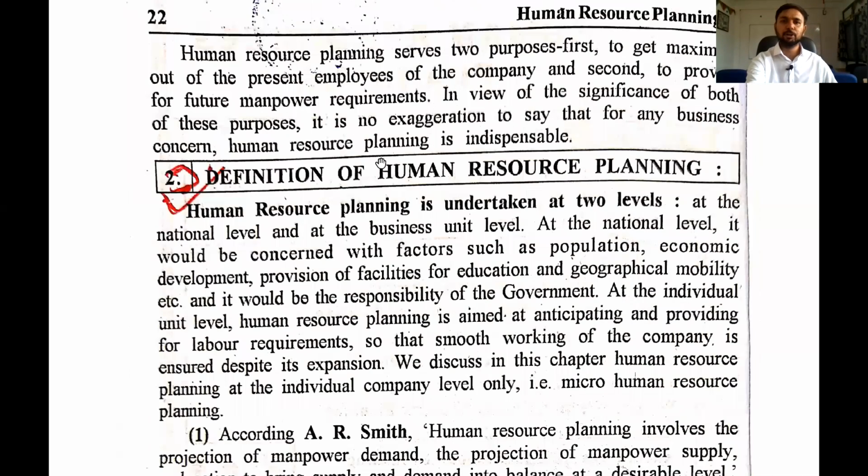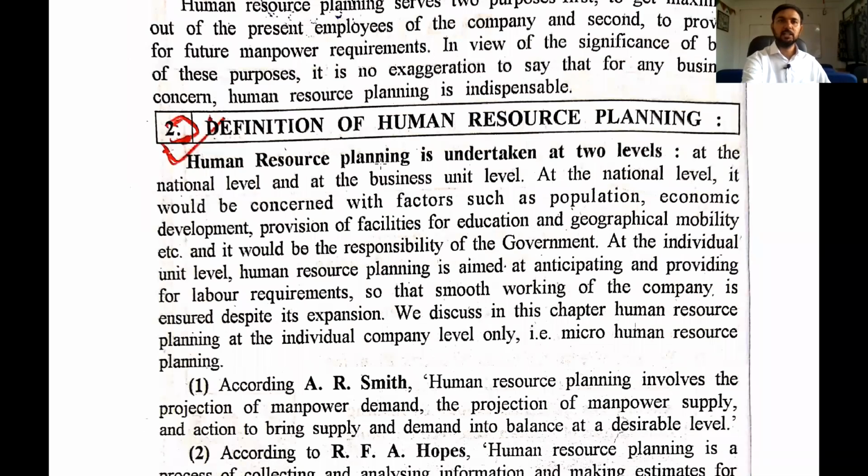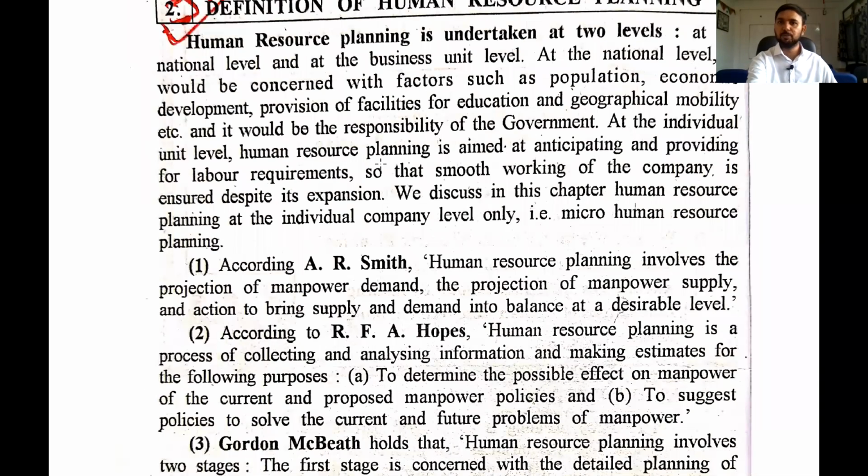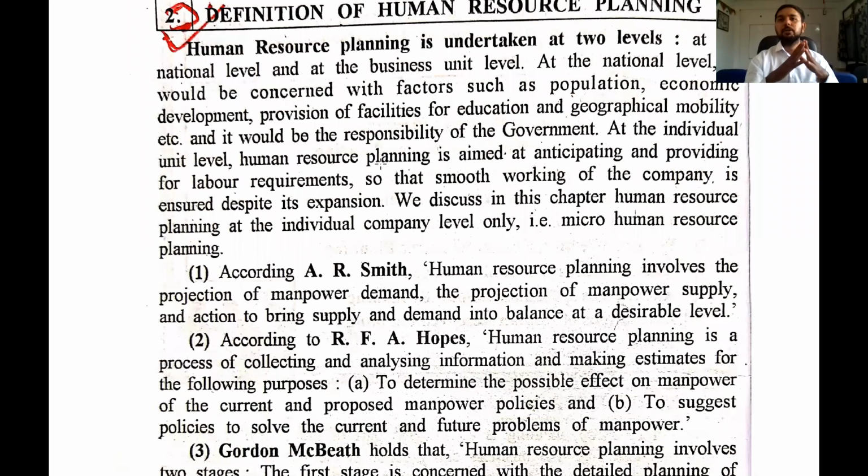Now we will move further to the definition of human resource planning. There are certain definitions of human resource planning, but before starting the definition, I will tell you that there are two levels of human resource planning. The first one is at the national level. Government does the planning of human resources so that each and every human resource can be used for some production purposes, and whatever human resources are available in a country can be utilized properly. So this is the level at a central level.